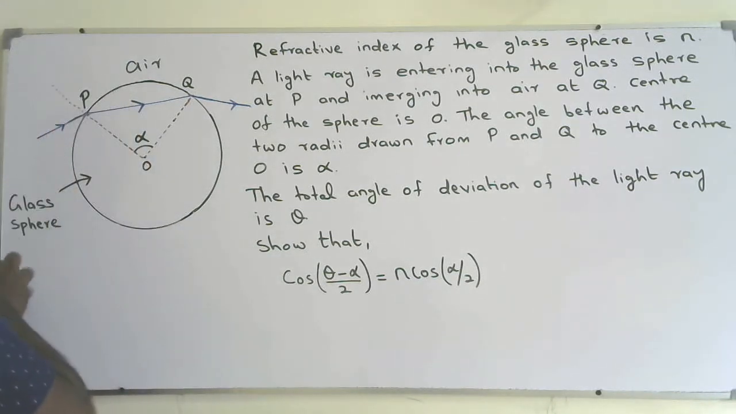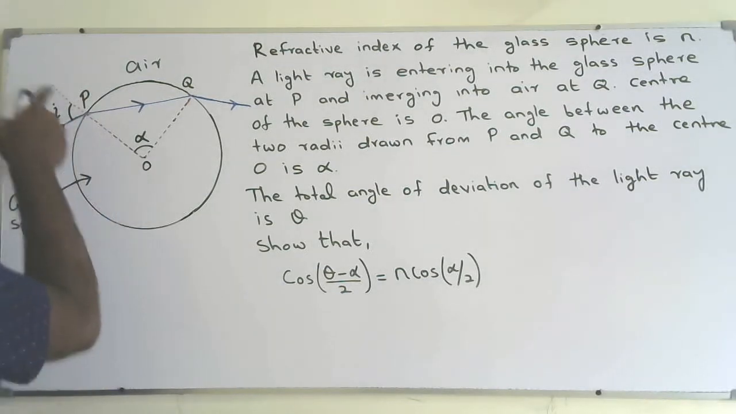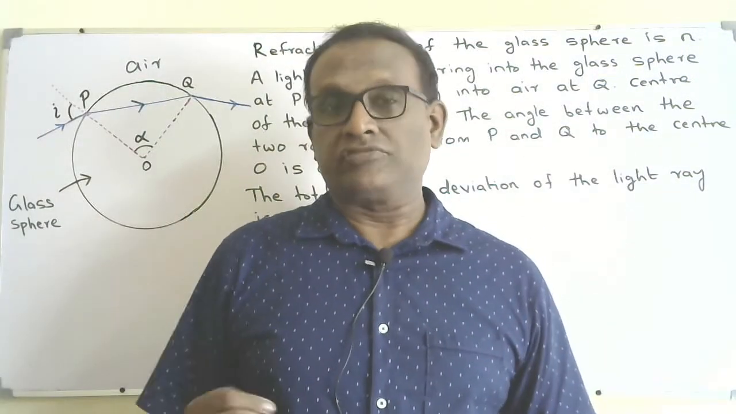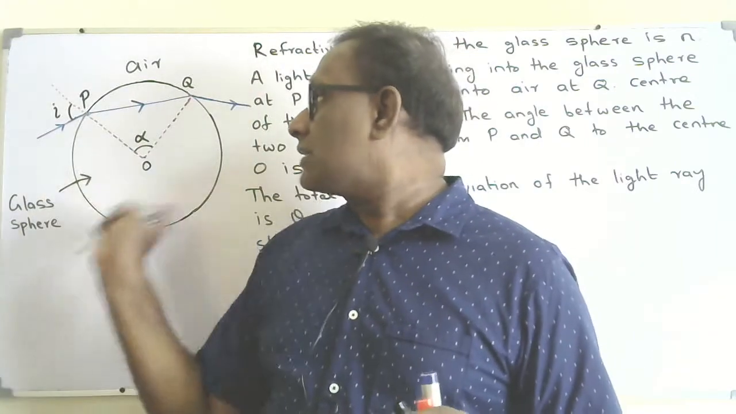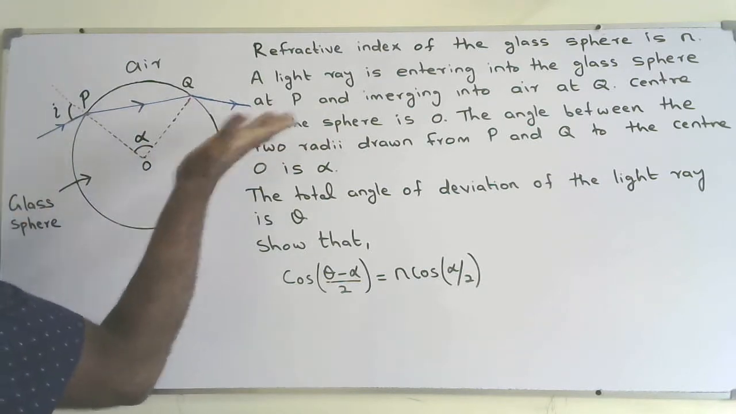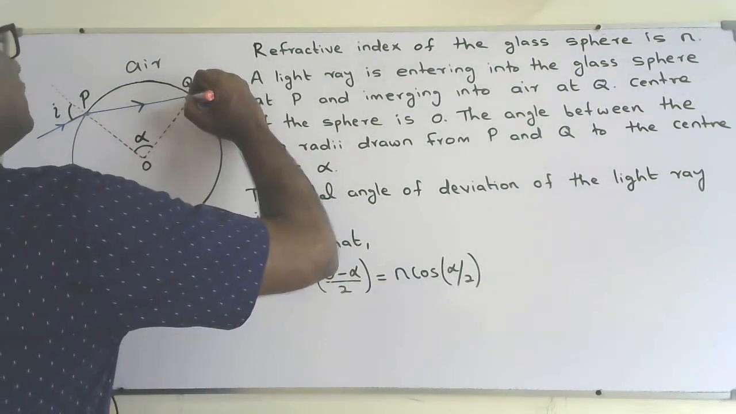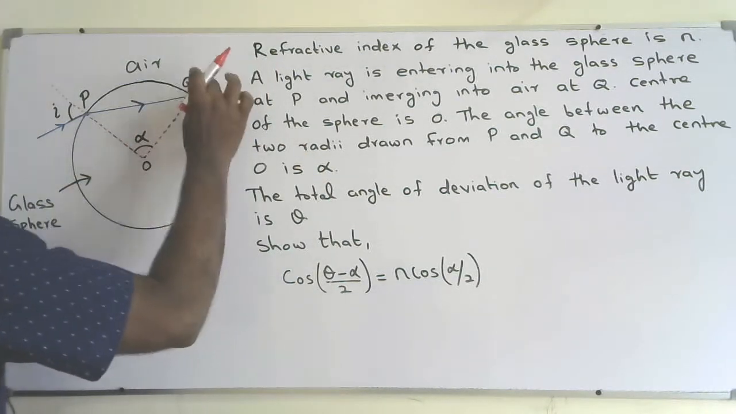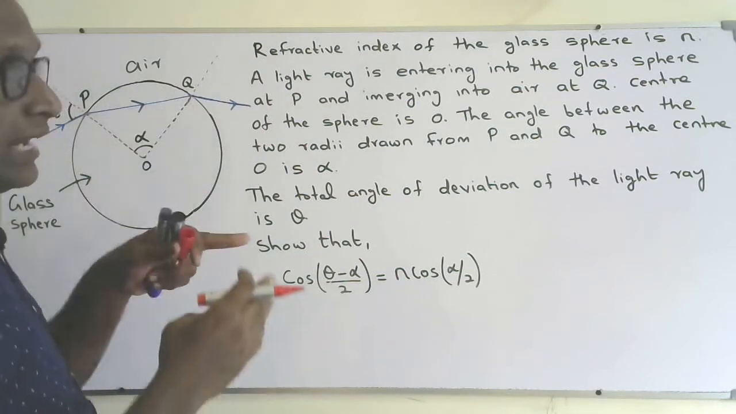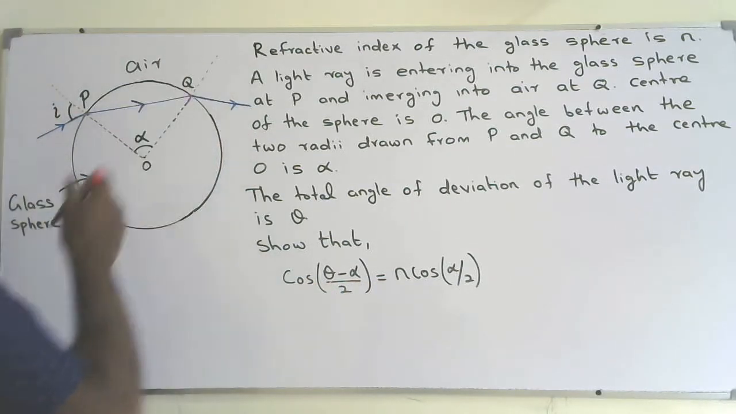So the extended line of the radius will give the normal. The angle of incidence will be this one, where this red line, the extended line of the radius, is perpendicular to the surface of the sphere. In the same way, the angle of refraction at the point Q, when the light emerges into air, will be measured with the normal, which is the extended line of OQ.